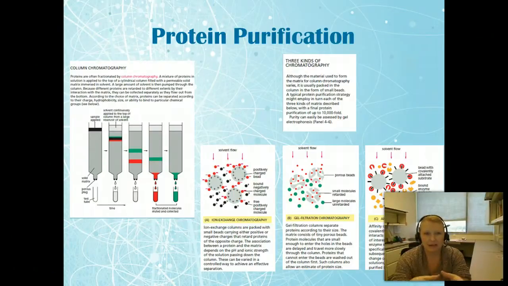And we'll talk about them in class if you want to work through them a little bit more, and we'll double check to make sure we got a good handle on them. But I want you to look through them and see if you can think about why you would use ion exchange versus gel filtration.